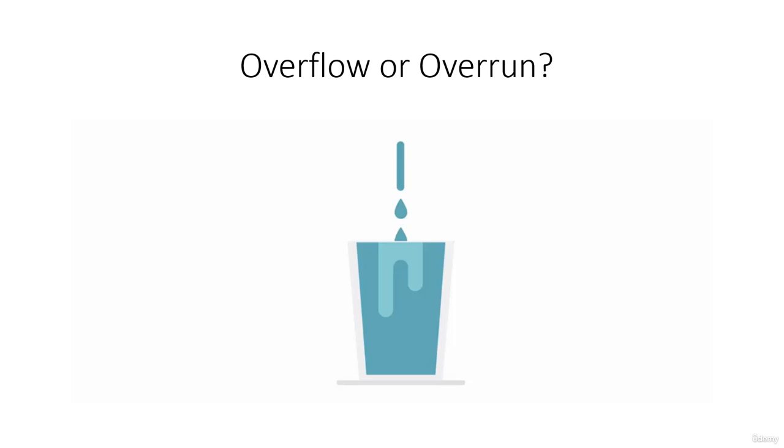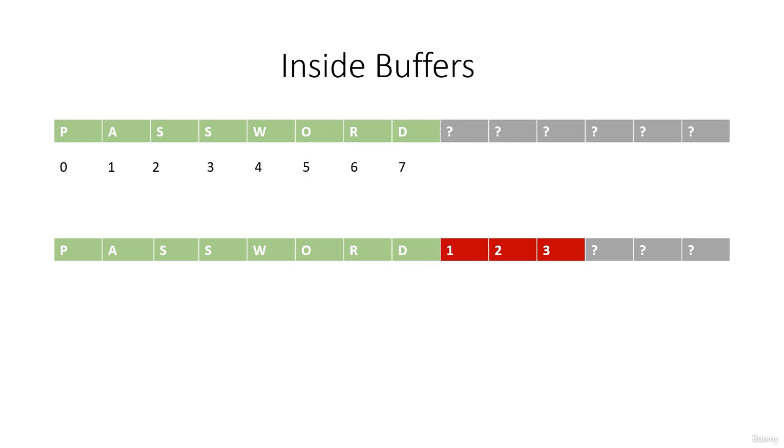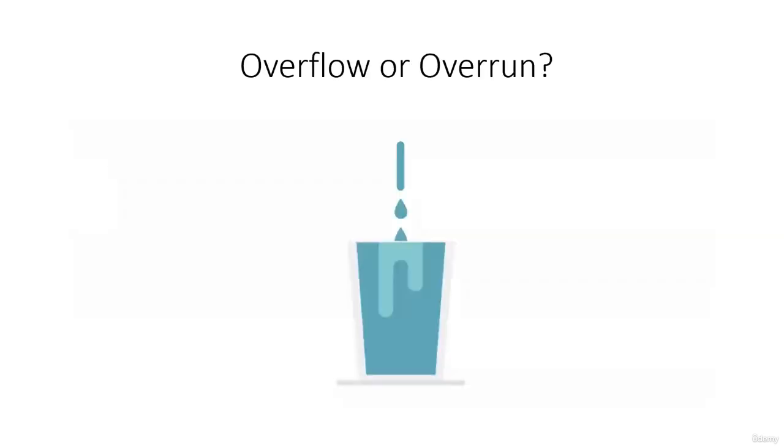If we write the character string password into the buffer, we can see all of the data written within the buffer memory space. However, if we were to write a longer string into the same size buffer, the additional data would overwrite several of the memory elements adjacent to the buffer. This is exactly what a buffer overflow condition is.